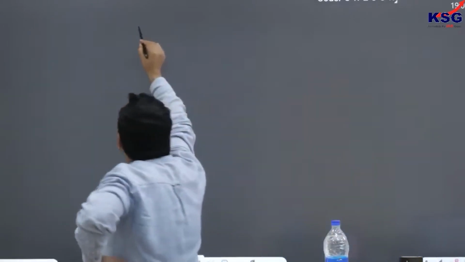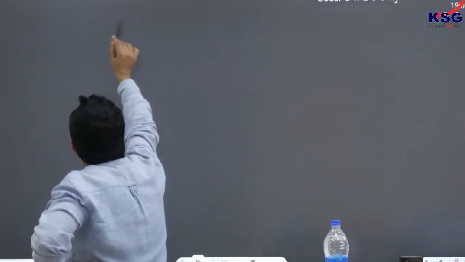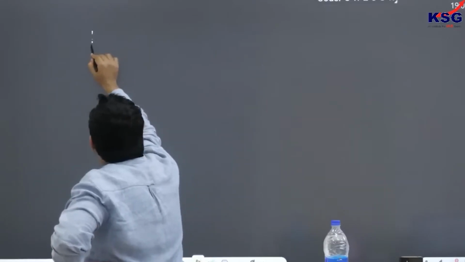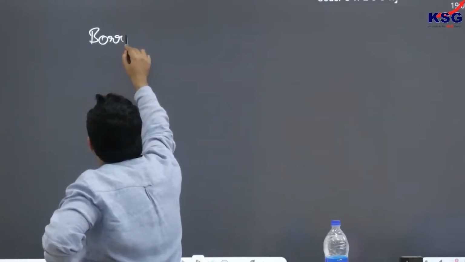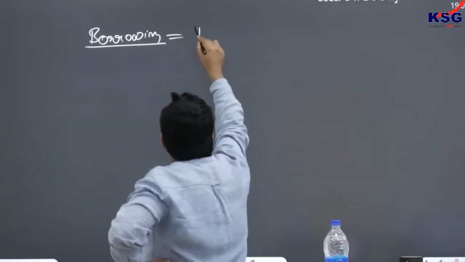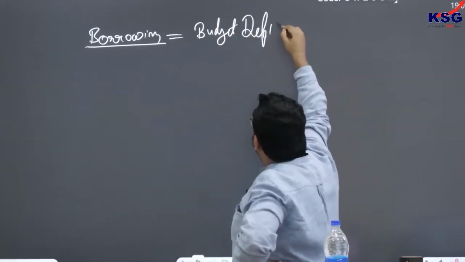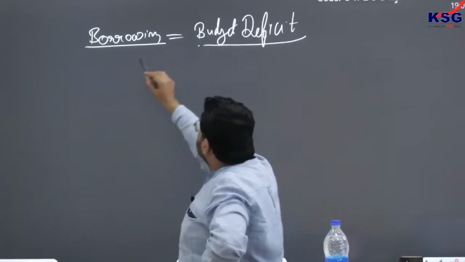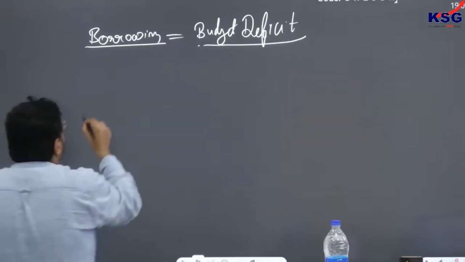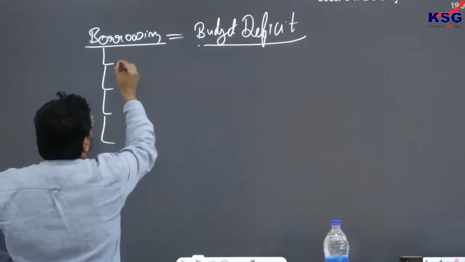Now, ultimately, next what they can ask you, if you have understood this, normally they will ask you the borrowing part. If you see, in our case we are in budget deficit, that is why we are talking about borrowing. So you must know the source of borrowing. There are basically 4 sources.